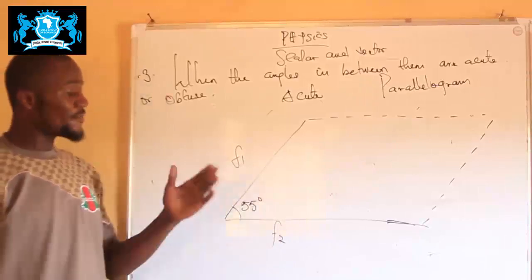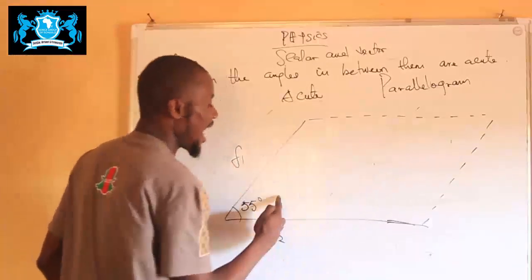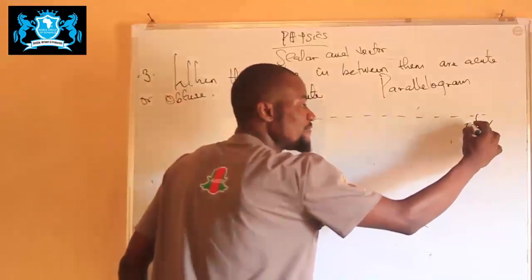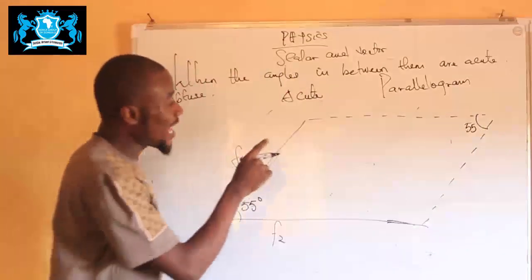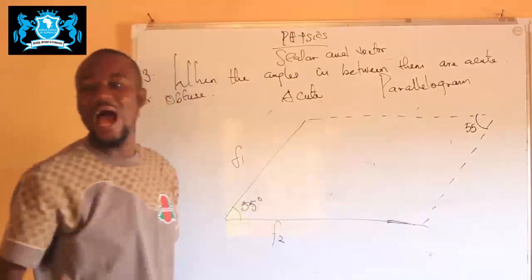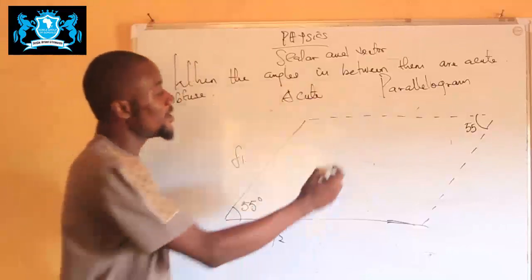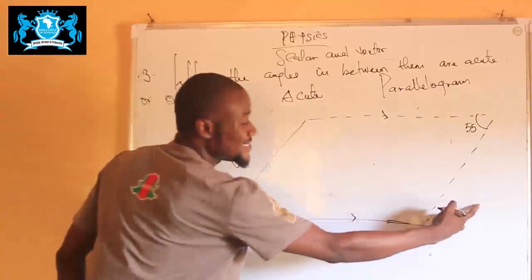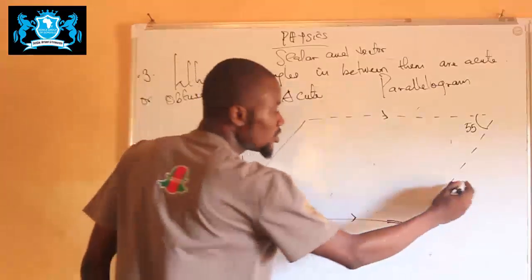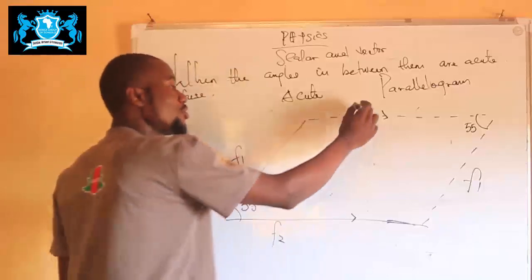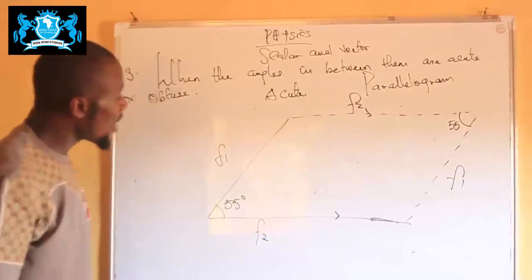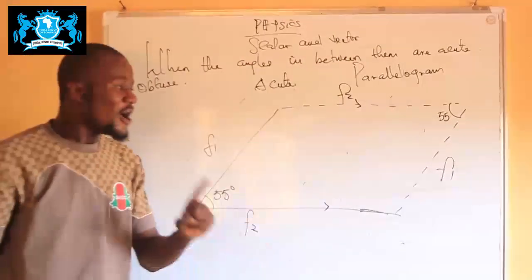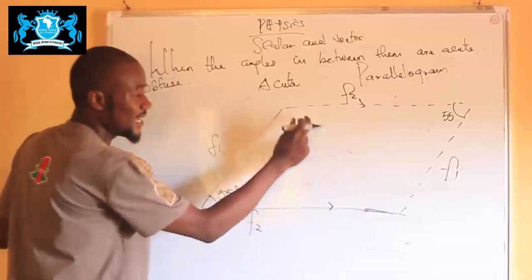The properties of a parallelogram tell us that opposite angles are equal. Opposite angles, if here is 55, here also will be what? 55. Another property tells us that the opposite sides are parallel to each other. Here is parallel to here. Another property tells us that opposite sides are equal. So if here is F1, here will definitely be F1. If here is F2, here will definitely be what? F2. Now how can we get the resultant force acting between F1 and F2? First of all, let's get the remaining angles.